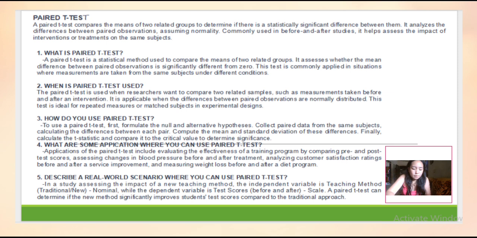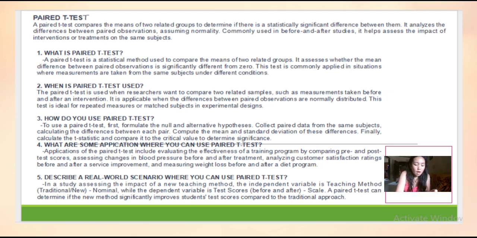Question number 2. When is a paired t-test used? The paired t-test is used when researchers want to compare two related samples, such as measurements taken before and after an intervention. It is applicable when the differences between paired observations are normally distributed. This test is ideal for repeated measures or matched subjects in experimental design.